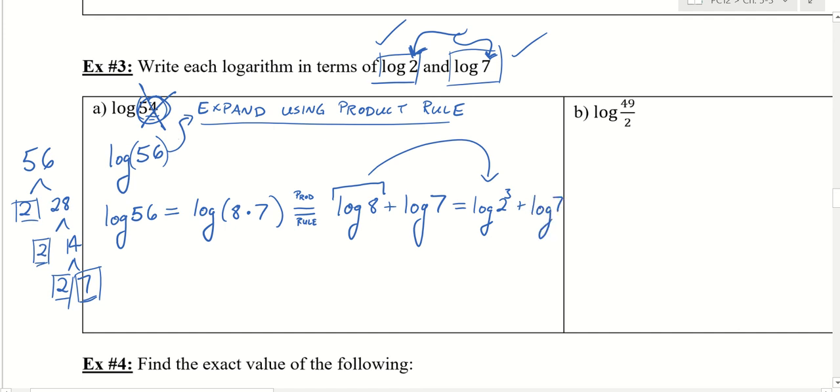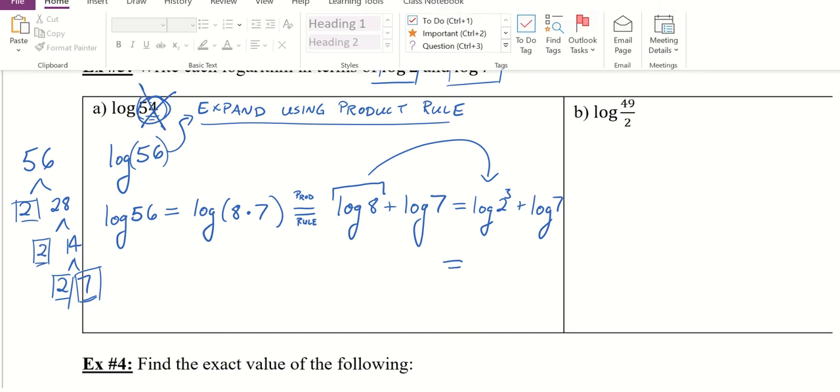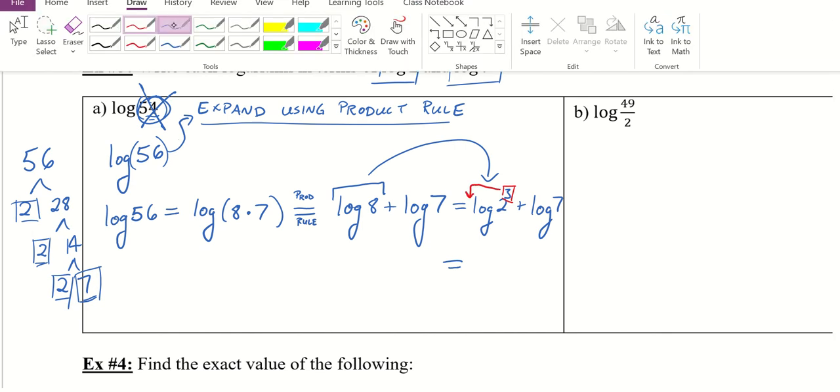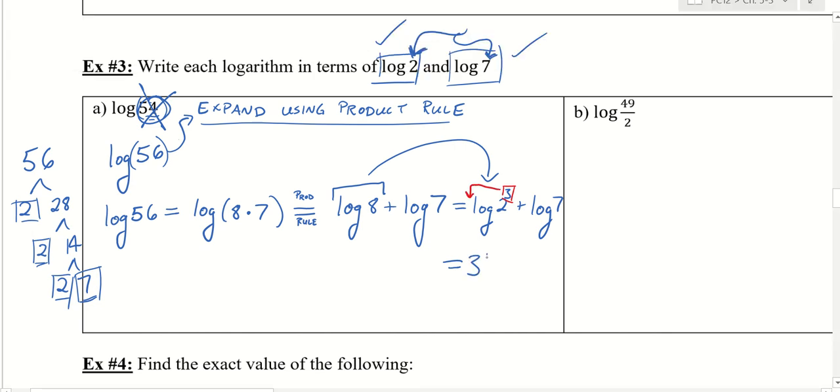Then I can apply the product, not the product rule. Sorry, what rule can I apply where I have an input raised to a power? That's the power rule. So I take this 3 and I just, starting to look like a bit of a mess here. So let's use a different color. I can take this exponent of 3 on my input of my logarithm, and I can move that out front. So that's just 3 log of 2, 3 log 2 plus log 7.